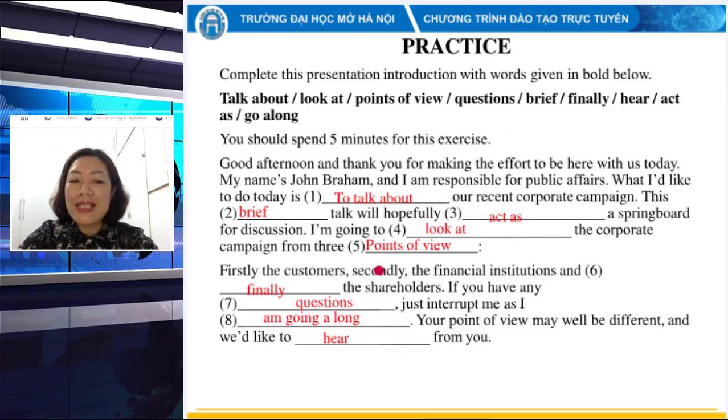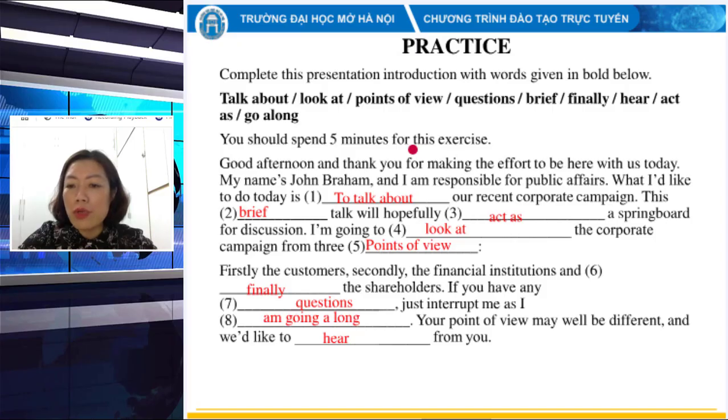And here is another introduction. This is also a good introduction for you to study. The introduction here usually begins with a greeting like good morning and thank you for making the effort to be here with us today. And then you introduce your name and your position at work. So you say, my name is John Braham. I'm responsible for public affairs.